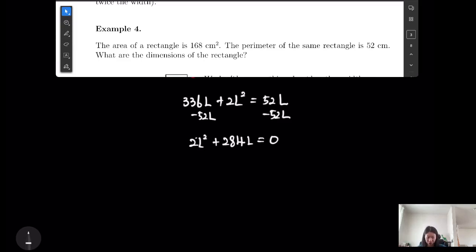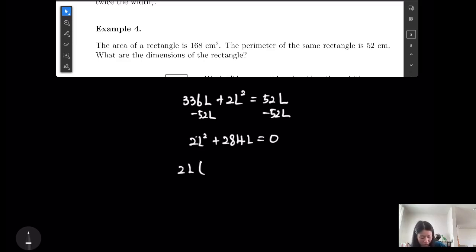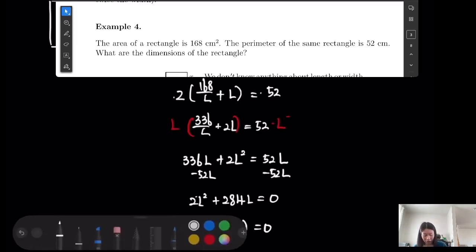Now I can factor it. I can factor the 2L out. Then I have 2L times L plus 142 equals 0. Oh, I made a tiny mistake.